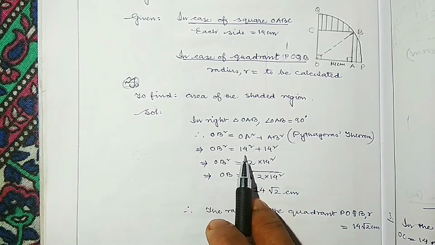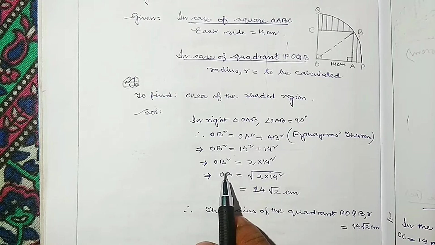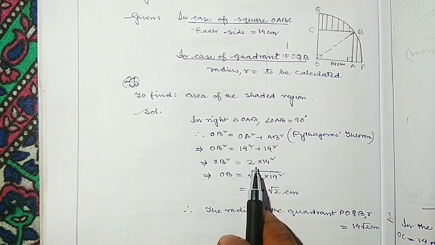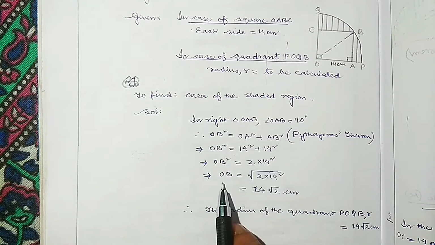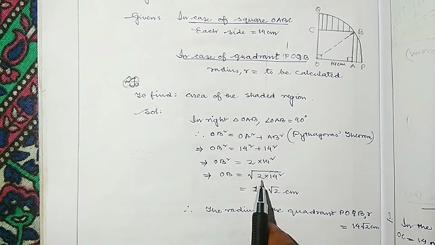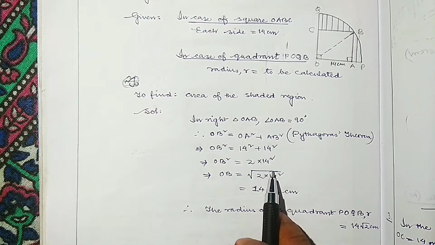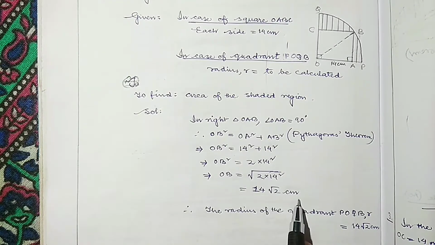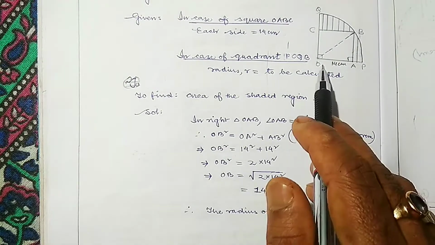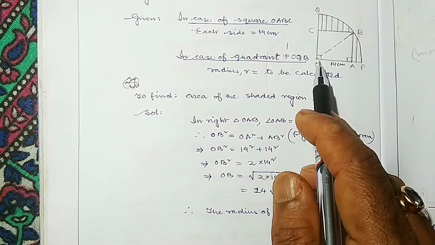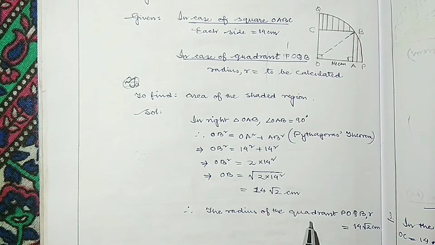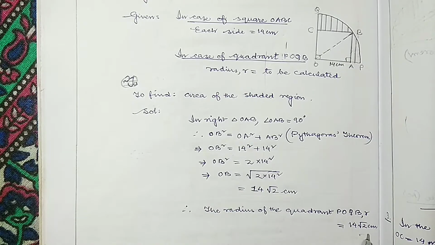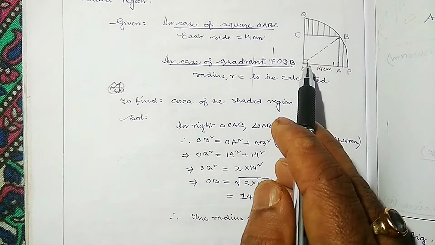So OB square is 14 square plus 14 square. So OB square is 2 times 14 square, we can write 2 into 14 square. So OB equals root over 2 into 14 square. The square and root can be cancelled, so you get 14 root 2 centimeter. That means since OB is 14 root 2, the radius of the quadrant is 14 root 2 centimeter. So we have calculated the radius.